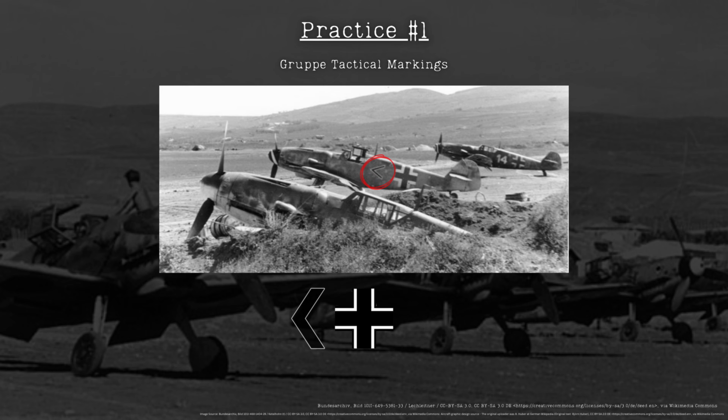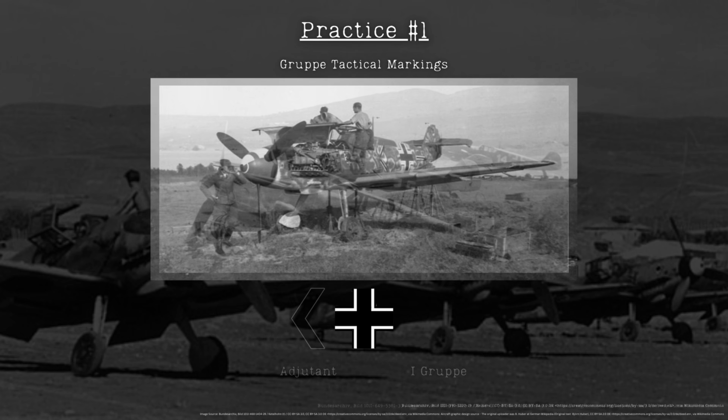First, we see a single black chevron ahead of the Balkenkreuz, which tells us that this aircraft belongs to the group's adjutant. If we next look after the Balkenkreuz, we see no markings at all, which tells us that this is an aircraft belonging to the first group. So just like that, we can tell that this plane belongs to the adjutant of the first Gruppe. It's not bad, right? Let's try another one.